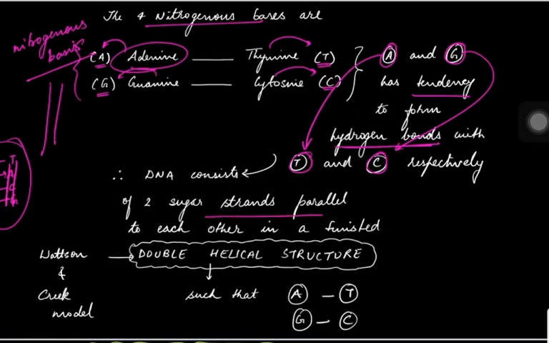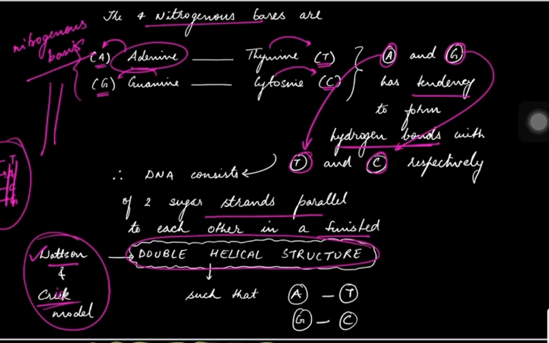And then these two sugar strands which are parallel are twisted in such a manner that they give DNA a structure particularly known as the double helical structure, which was discovered by the famous scientists Watson and Crick, and therefore Watson and Crick were given the Nobel Prize for discovering this double helical structure of DNA. So I think that the structure of DNA is quite clear to you. Let's proceed further.